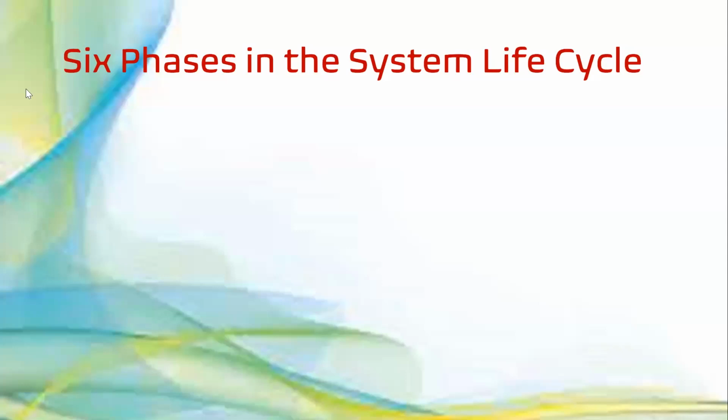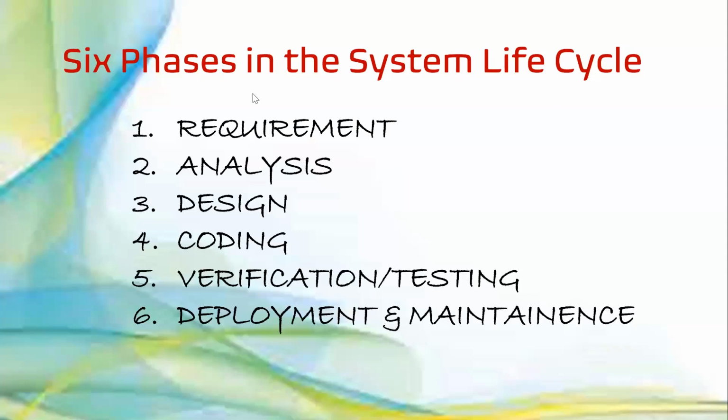So there are seven key points in the system life cycle. First one is the requirement phase, second, analysis phase, third, design phase, fourth, coding phase, fifth, verification or testing phase, and the last phase is deployment and maintenance phase.